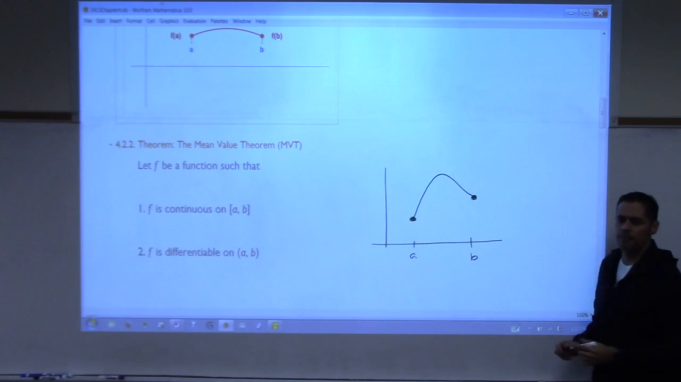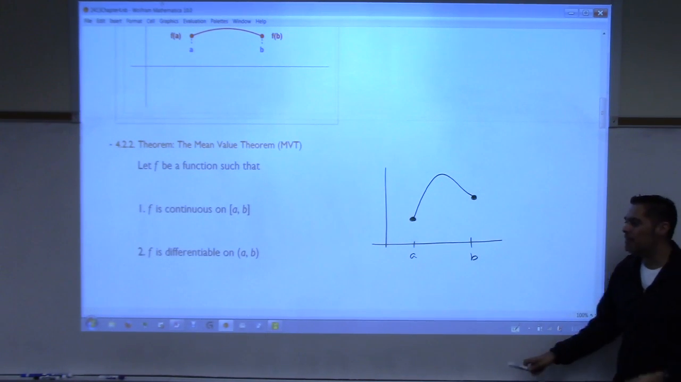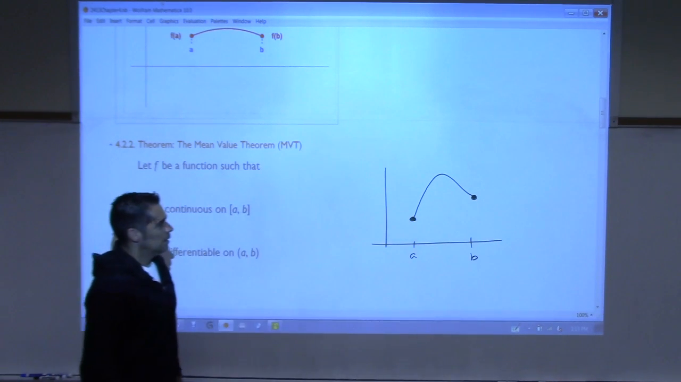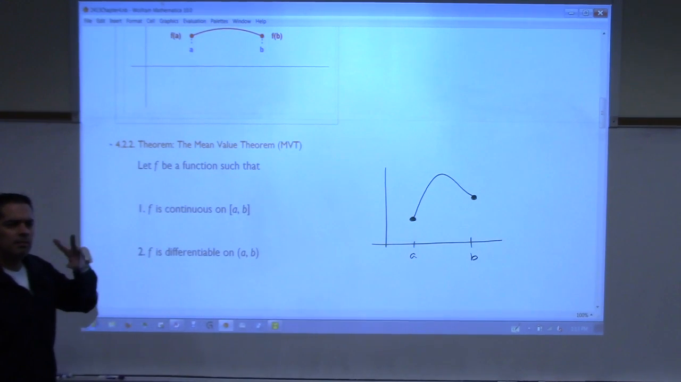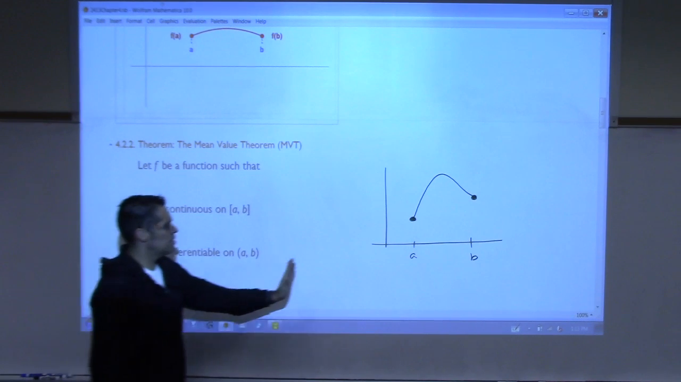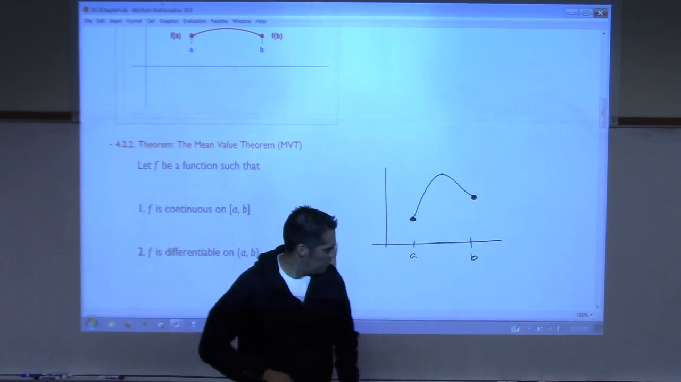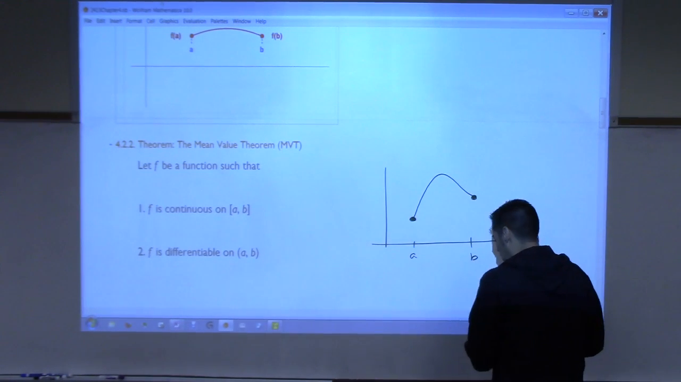That okay like that? What do you think the mean value theorem says? Parallel, what do you mean? There's going to be somewhere in here. Yeah, so like if you were to draw a straight line from A to B. Ah, there you go. That's the key. It's parallel to it. Very good.